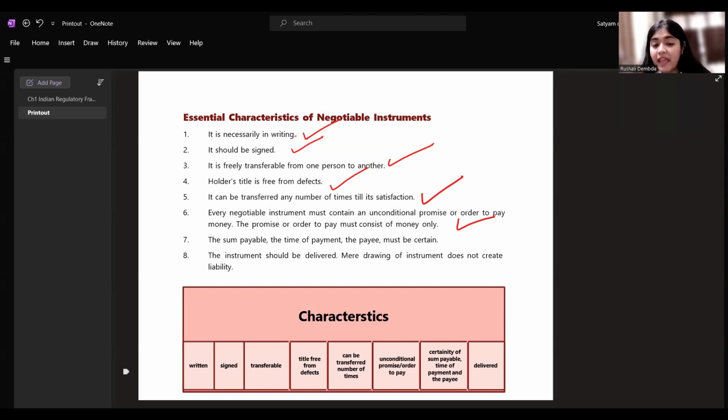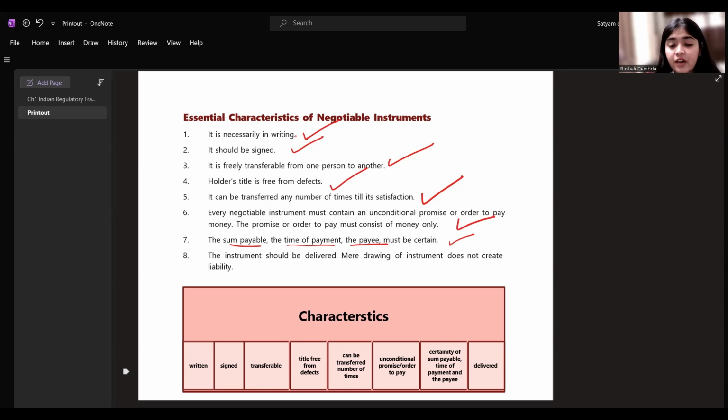Sum payable, the time of payment, and payee must be certain. There should not be uncertainty. There should be a specific date. You can't give a random 2 months and 5 days. In 2 months, in how many days? What is the date of payment? It can be paid in future, but what is the date? It should be certain. How much amount is to be paid? What is the time of payment, and who is to be paid? Who is going to pay and to which person it is to be paid should be certain. All these things should be certain, clearly mentioned.